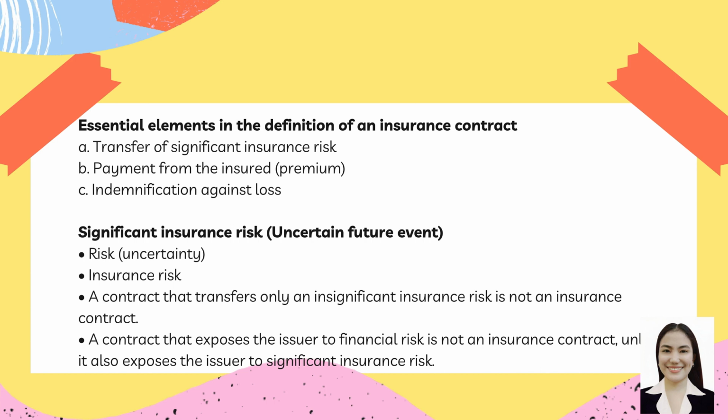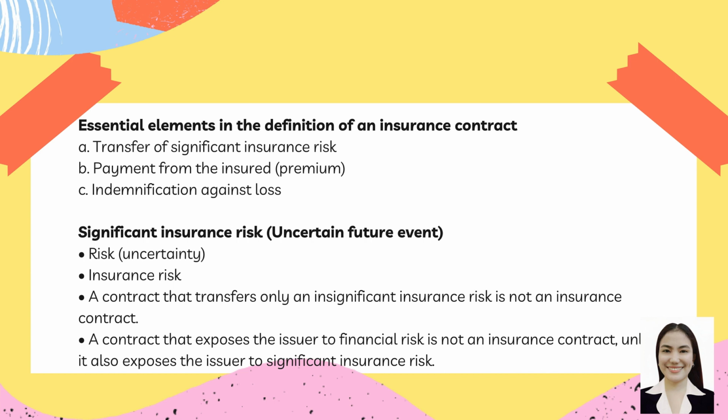And for the last bullet, a contract that exposes the issuer to financial risk is not an insurance contract unless it also exposes the issuer to significant insurance risk. So here, for financial risk, the general rule is that it is not an insurance contract. It is considered an insurance contract only if it exposes the issuer to significant insurance risk. So this is where the topic of reinsurance contract comes in.